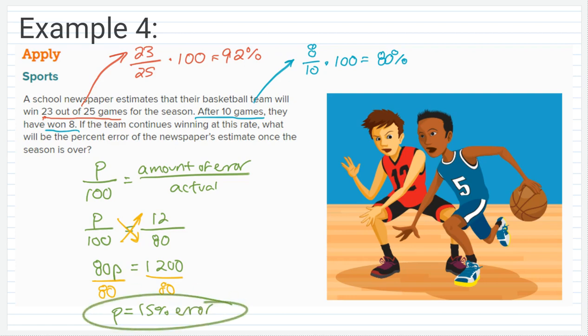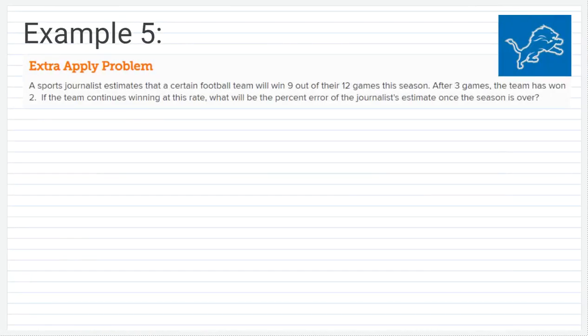All right, so let's take a look at one more that's pretty similar to this last one that we just talked about. A sports journalist estimates that a certain football team will win 9 out of their 12 games this season. After 3 games, the team has won 2. If the team continues winning at this rate, what will be the percent error of the journalist's estimate once the season is over? So on this one, again, we have our estimate here. So 9 out of 12. And so again, we can go through and calculate our percentage by doing 9 divided by 12 and then multiplying that decimal by 100, and it ends up being 75%.